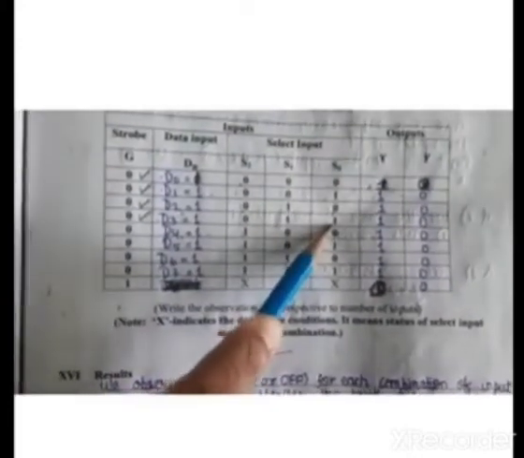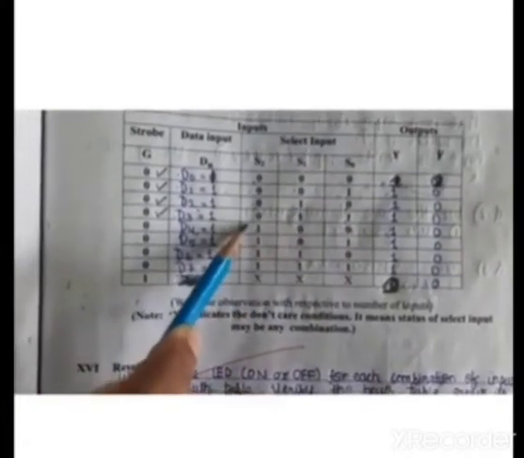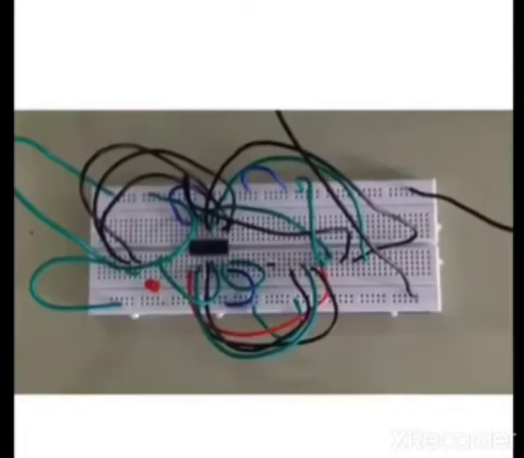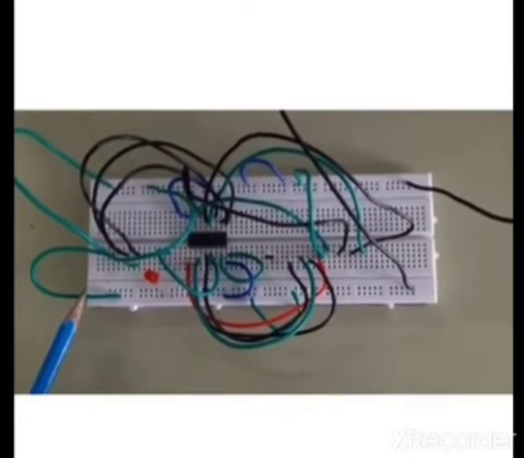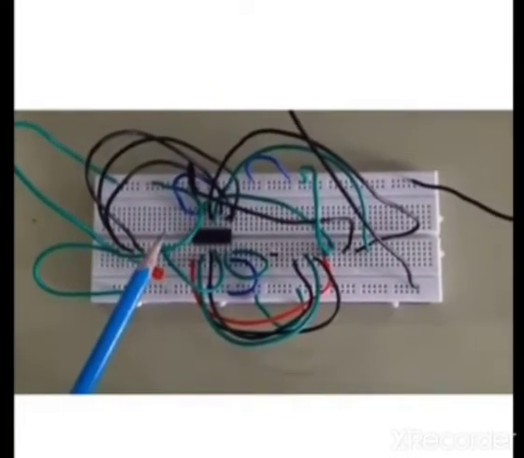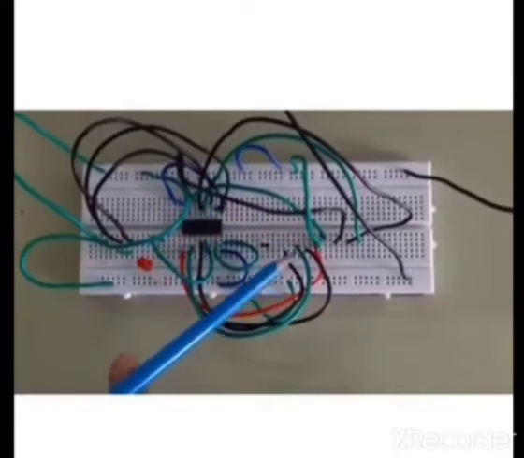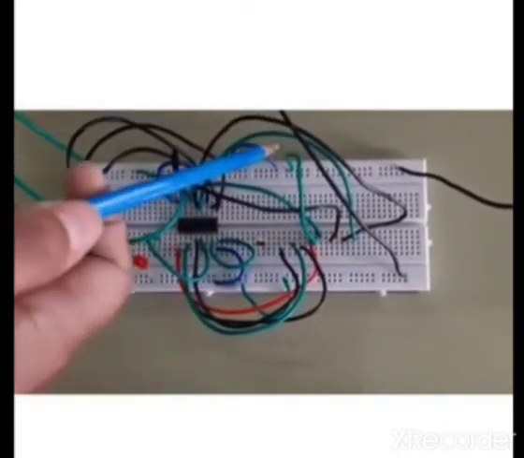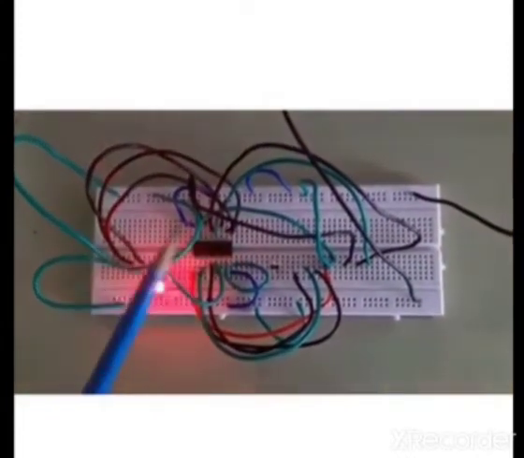Okay, here S1 and S0 are connected to the VCC, and S2 is connected to the ground, and let's see whether you will get the output or not. And D3 pin is connected to the VCC. Yeah, the fourth truth table is also verified.